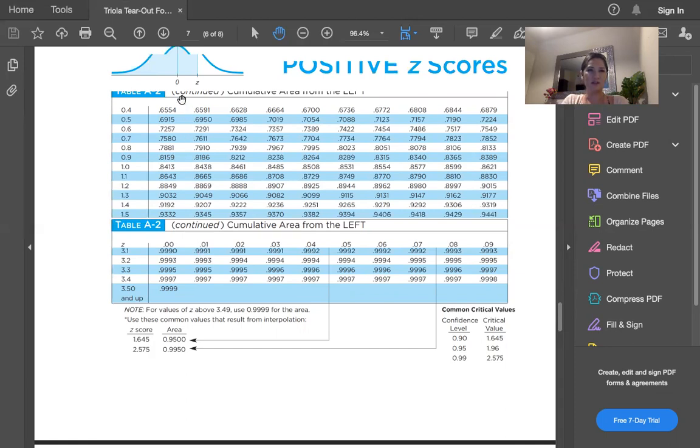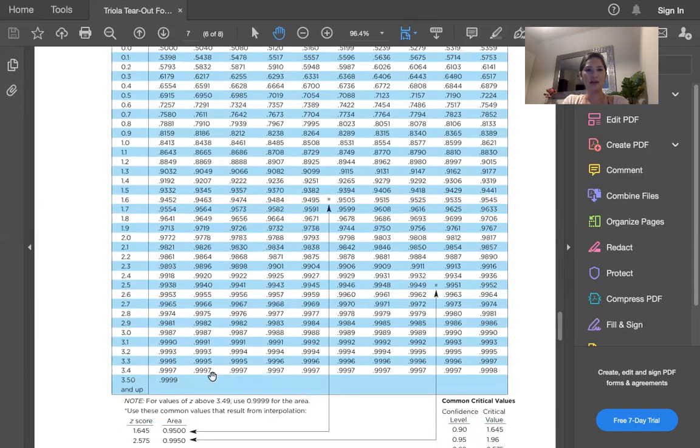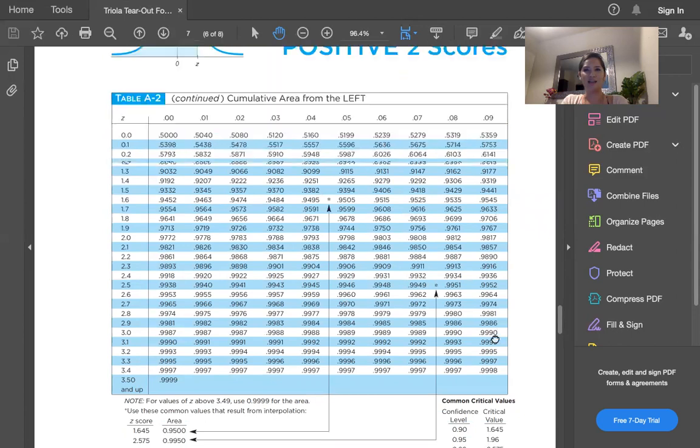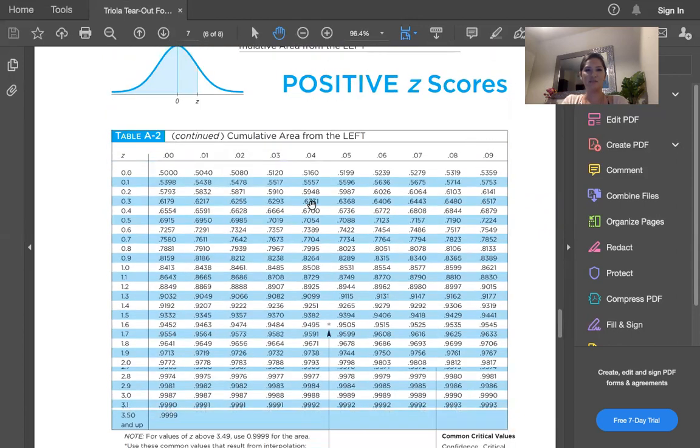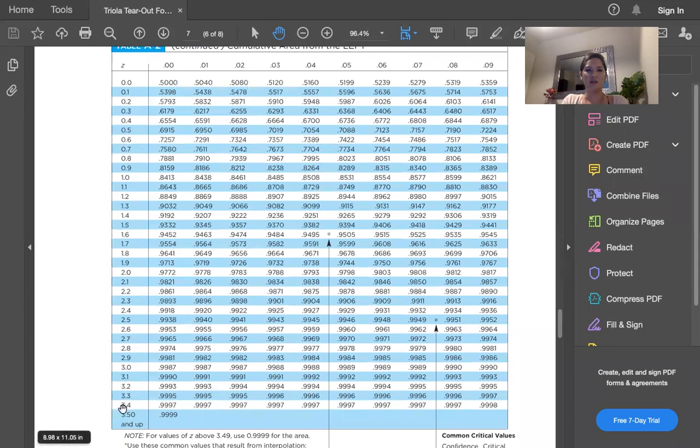All those areas are between that 50% and 100%. So we go from z equals 0.00, where the area is 50% right there, all the way up to z equals 3.49, because this column gives you the hundredths place. So this is with z equals 3.40, that's in this entry. That's the area to the left of z equals 3.40.